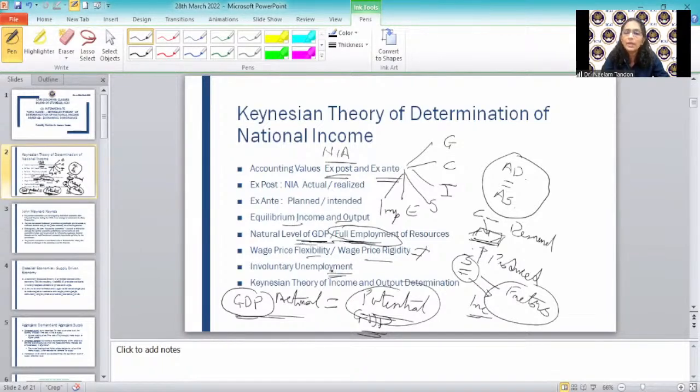John Maynard Keynes is considered the father of macroeconomics. So why did this macroeconomics concept come into existence? Through his book, which he wrote in 1936, The General Theory of Employment, Interest, and Income, he spoke about how the government plays a very important role.